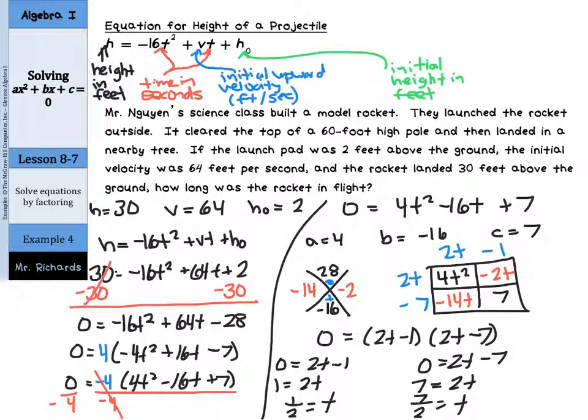Now we're looking for the final landing time. And so if you kind of picture it here, it launched 2 feet above the ground, kind of went to the 30 feet, and well, maybe that was the initial. Went to over the top of the 60-foot pole, and then landed in this tree 30 feet above the ground. So again, it was this arc. So over here was the first time I would say at 30. Over here is the second time when it landed. And so we're actually going to only use the 7/2 equals t, and we can actually rewrite this as 3.5 seconds.